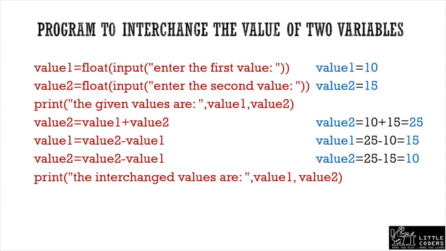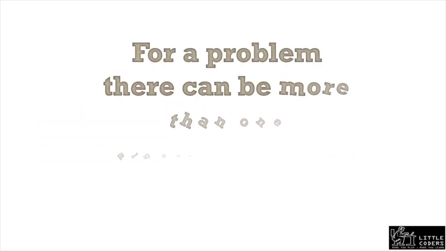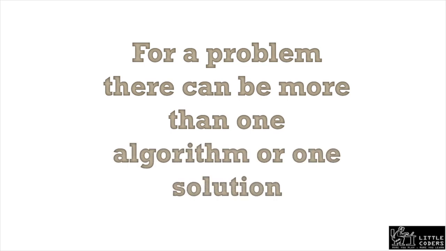So there are two algorithms given. You can think about so many algorithms. The idea here is, for a problem, there need not be only one type of algorithm and one type of solution. There may be different types. We have to use them depending upon the need.